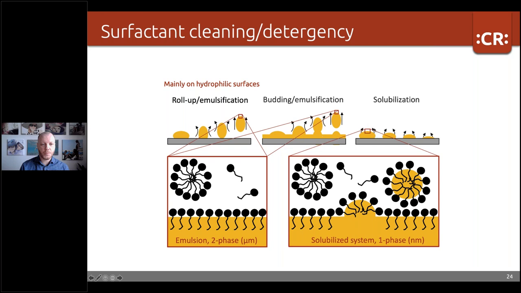Or you can have solubilization, where you actually solubilize the hydrophobic oil inside your micelles and get slightly swollen micelle structures. And here I just want to emphasize that this is really still a one-phase, isotropic system, whereas in the other case you create an emulsion, which is not thermodynamically stable.